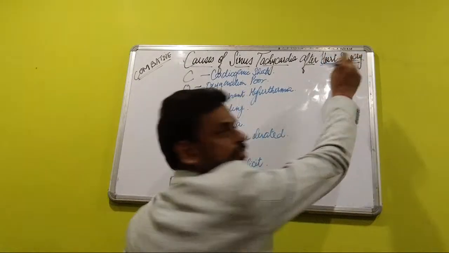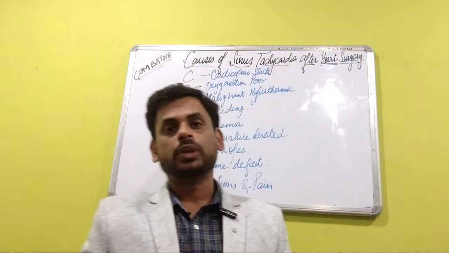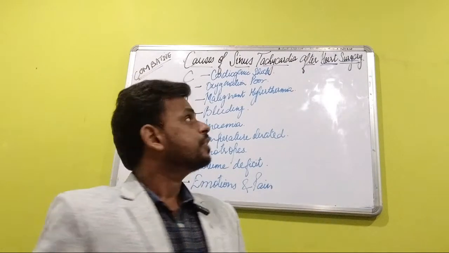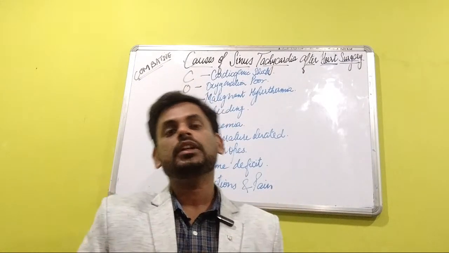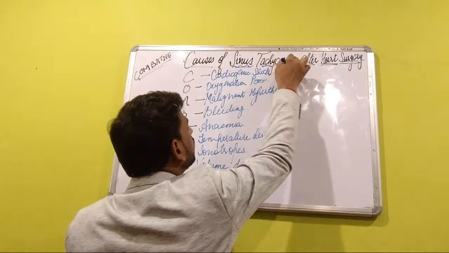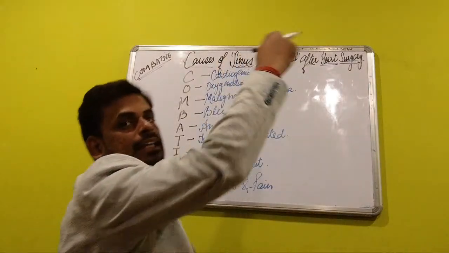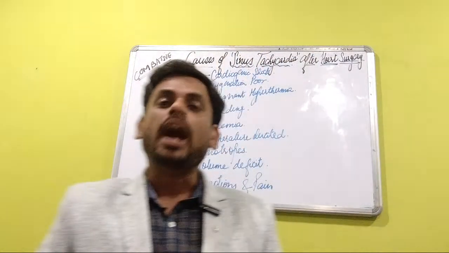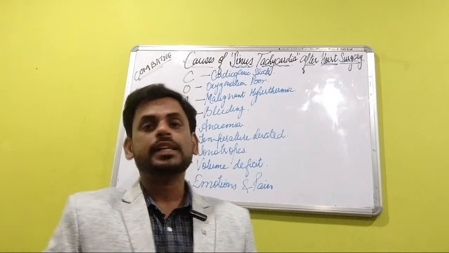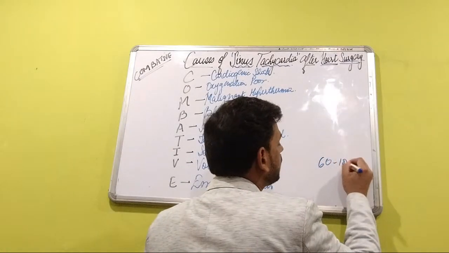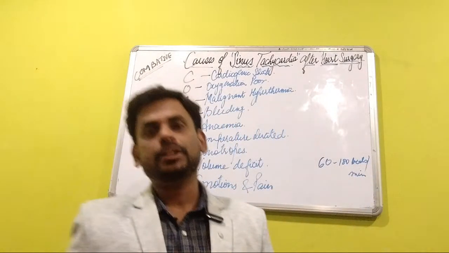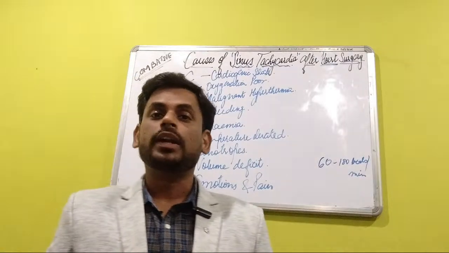This thing I would like to emphasize: after heart surgery, what are the causes of sinus tachycardia, what we ought to remember for the exams. So viewers and students, just a one line definition. What is the difference between tachycardia and sinus tachycardia? In simple terms, tachycardia is the condition when the heart beats faster. The normal heart rate is between around 60 to 100 beats per minute. So this is the normal heart rate. But when the heart beats faster than normal, this condition is called tachycardia.